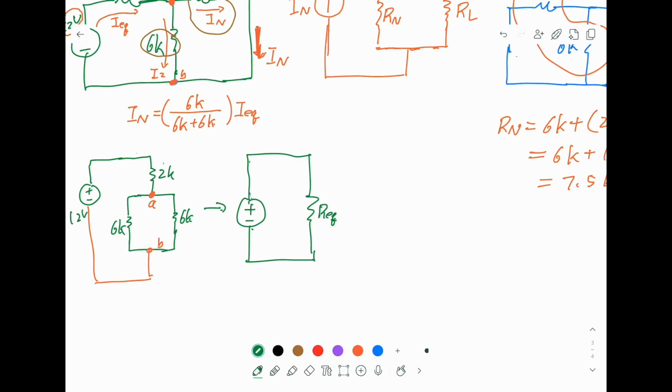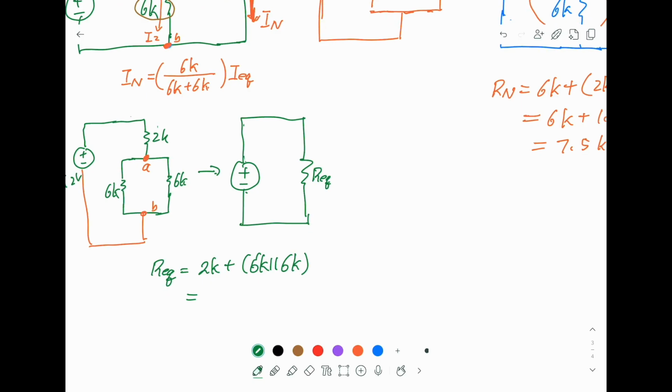And this resistor here, R equivalent, is 2K plus 6K parallel 6K. And when two resistors have the same value and are connected in parallel, the equivalent is half. So I don't need to use a calculator. This is 3K, so this is 5K, and this is 12 volt. Don't lose track. So the total current coming out from the 12 volt, this is I equivalent, must equal 12 divided by 5K. So this is 2.4 milliamp.